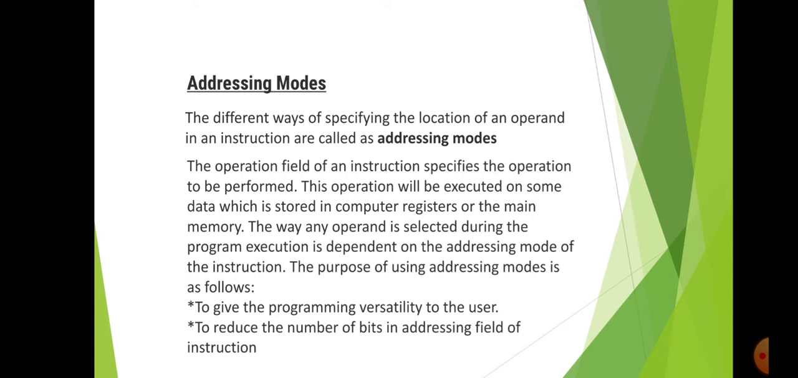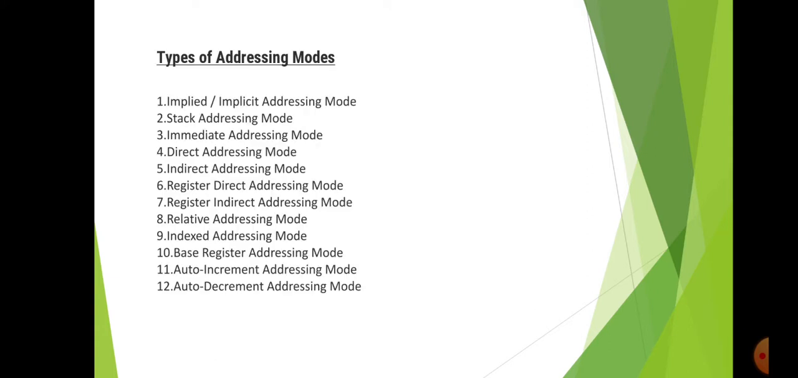The operation field of an instruction specifies the operation to be performed. This operation will be executed on some data which is stored in a computer register or the main memory. The purpose of using addressing modes is to give programming versatility to the user and to reduce the number of bits in the addressing fields of instructions.